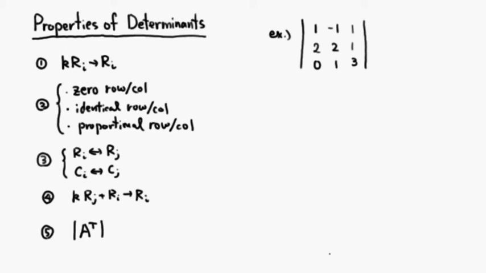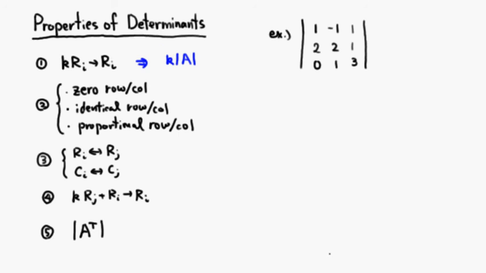Alright, let's talk about the properties of determinants. There are some very useful properties when it comes to actually computing determinants. Let's look at the first one. If you multiply a row, or actually a column, by some constant k, then the determinant of the matrix is going to be multiplied by k.